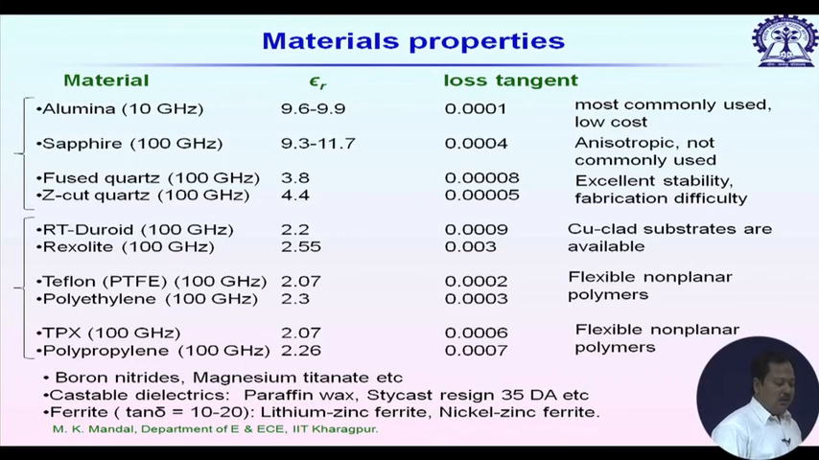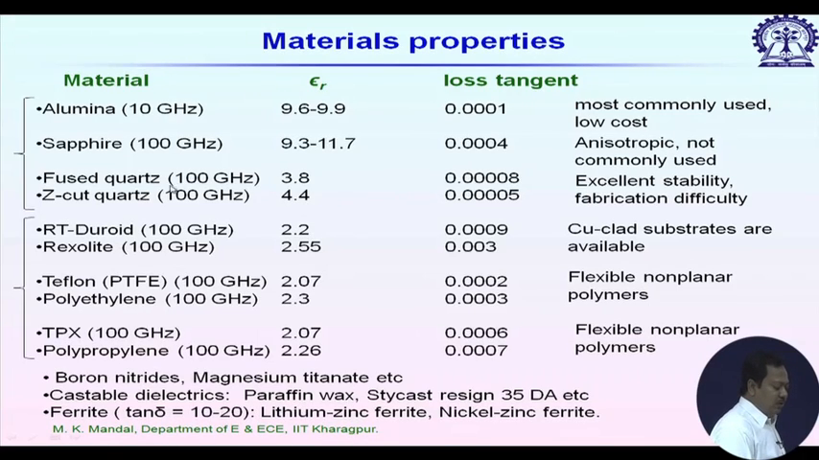I will show you the values of alumina, which is used even at terahertz, and typically its loss tangent value is 0.0001. This is the most commonly used material for low cost fabrication at millimeter wave frequencies. Sapphire, typically at 100 gigahertz, again depending on its purity and composition, has epsilon r of 9.3 to 11.7 and loss tangent 0.0004. So, it is one type of anisotropic material and not very popular.